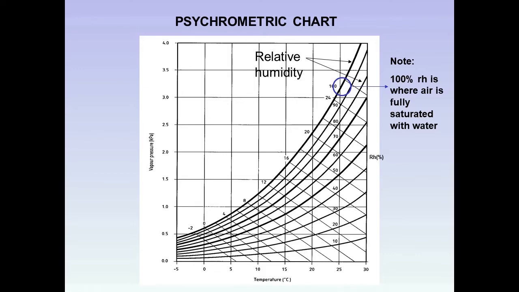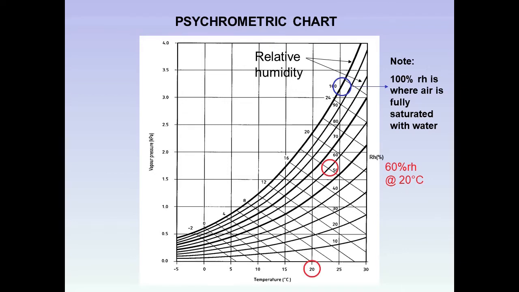And here's a psychrometric chart, and note that 100% relative humidity is where the air is fully saturated with water. So note the lines coming down from top right to bottom left. These are lines of relative humidity, 100, 90, 80, 70 and so forth. Scale on the right is relative humidity, scale at the bottom is temperature, and the scale on the left is vapour pressure. So let's imagine that the temperature and relative humidity we recorded were 60% RH at 20 degrees.